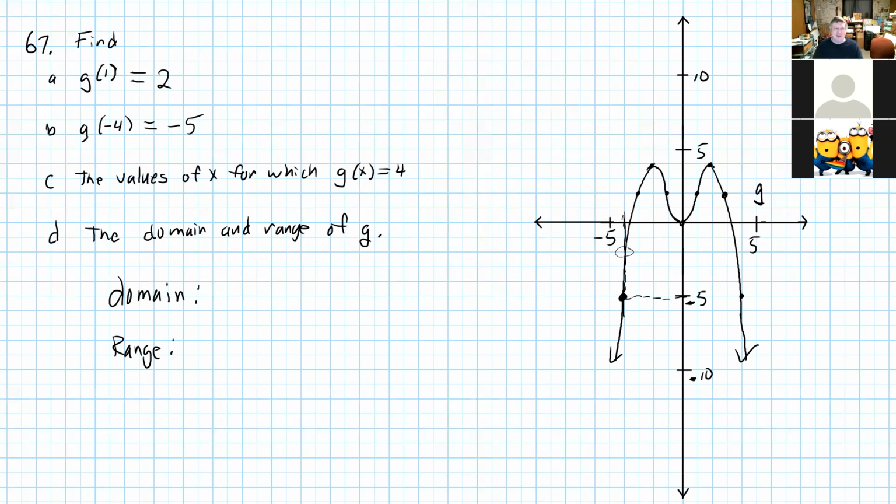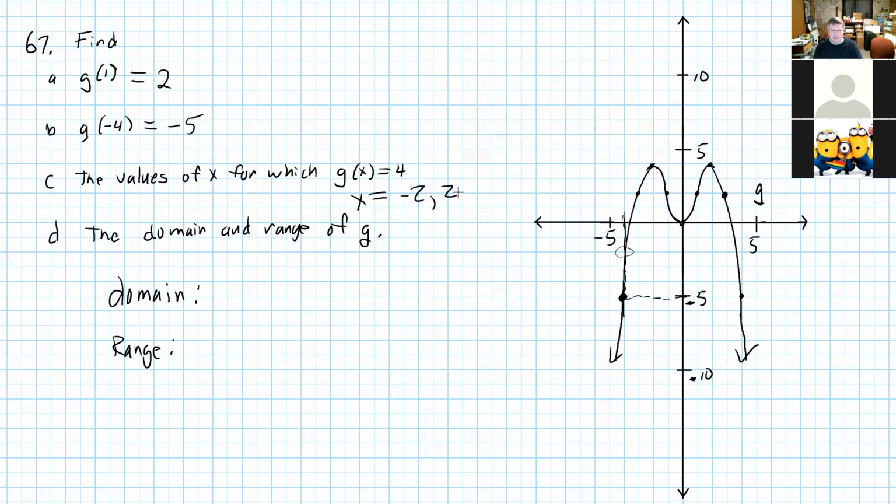Okay, the values of X for which G of X is 4. -2 and 2. Good. Okay.